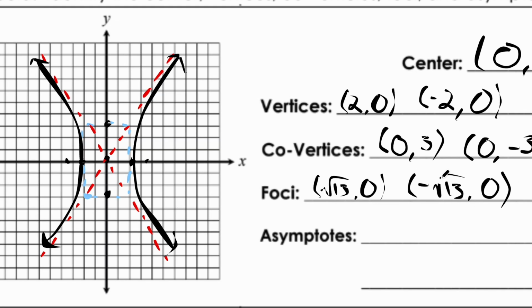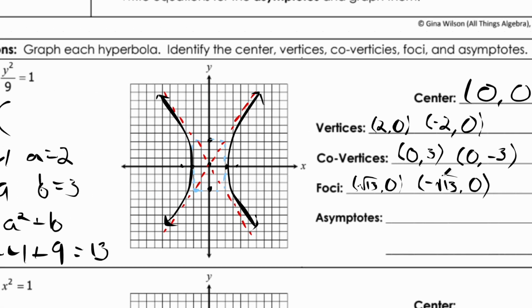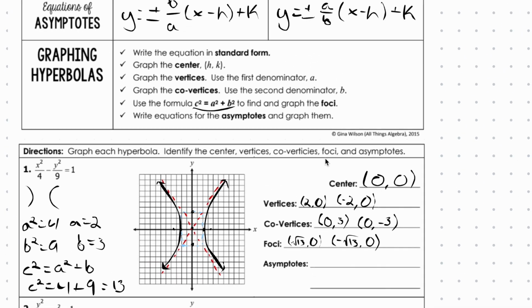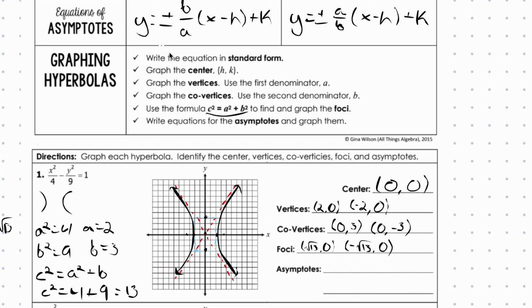Our asymptotes, in this, it's a horizontal hyperbola, so we're going to have b over a as our slope. So we're going to have y equals, well, our b value is 3, our a value is 2, so we have 3 over 2 times x minus, and we said h and k were both 0, so times x plus 0, sorry.